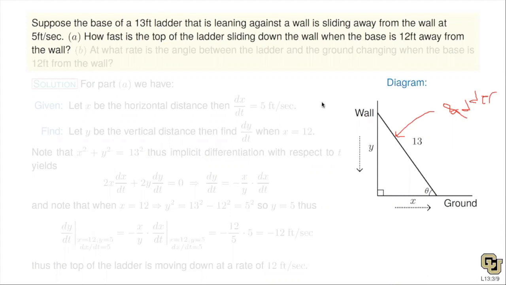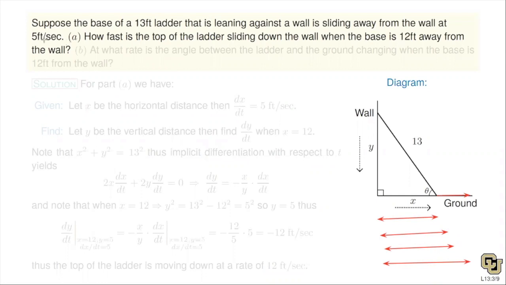Now what's happening here, remember, this is moving in time. The base of the ladder is moving away from the wall. If I call the distance between the wall and the base of the ladder x, then as the base of the ladder slides away, x is getting larger and larger. So this distance is increasing, so dx/dt is a positive number. In fact, dx/dt is 5 feet per second, because that's the speed at which the base of the ladder is moving away.